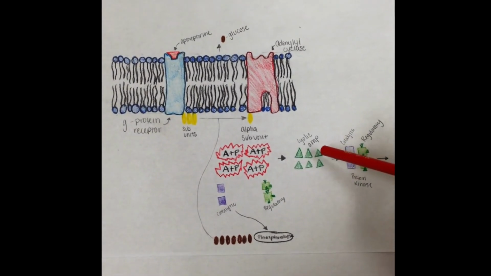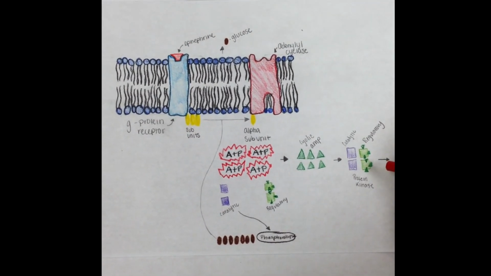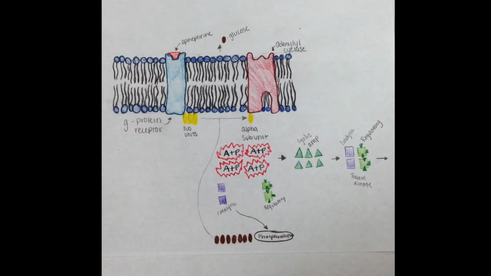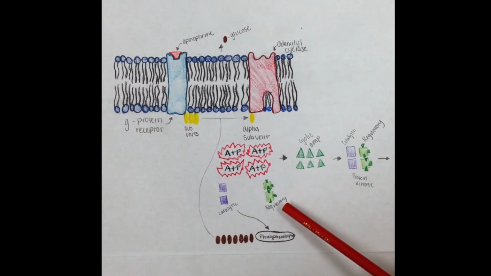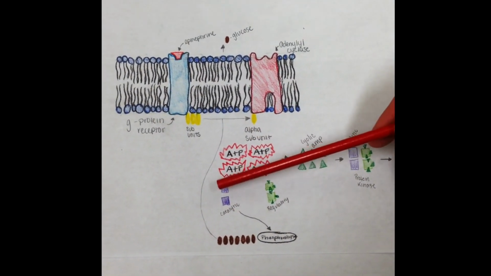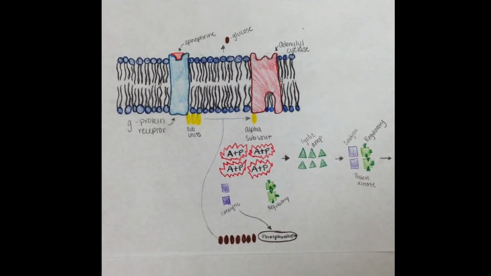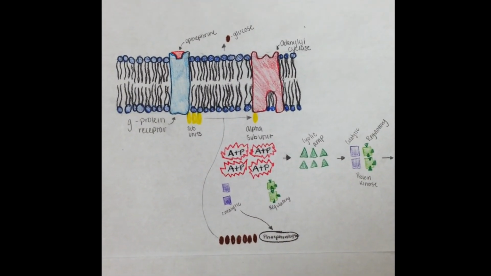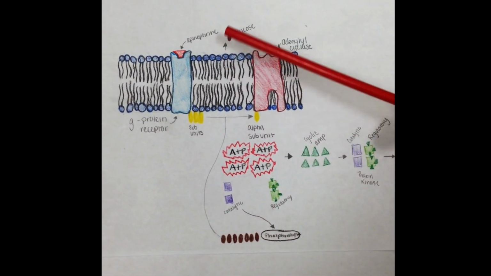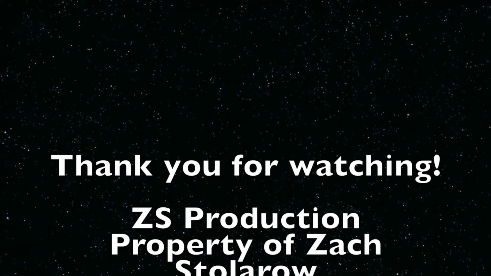This cyclic AMP comes over here and binds with the regulatory parts of protein kinase. This cyclic AMP then pulls the catalytic portion and the regulatory portion apart, which creates the catalytic portion being able to come down and combine with phosphorylase. This combining of phosphorylase then kicks glycogen out of the cell, producing glucose.